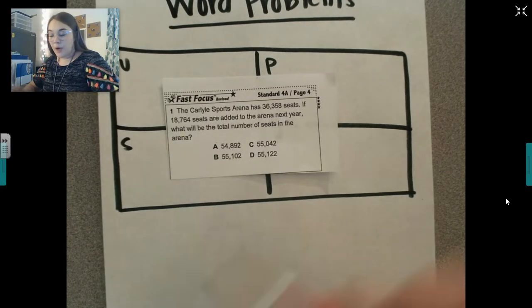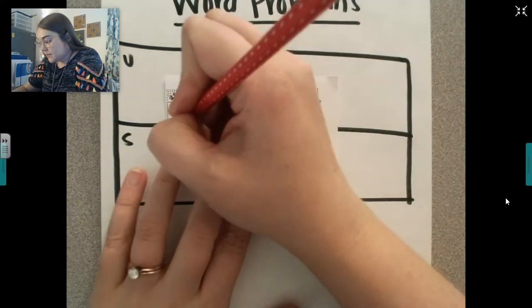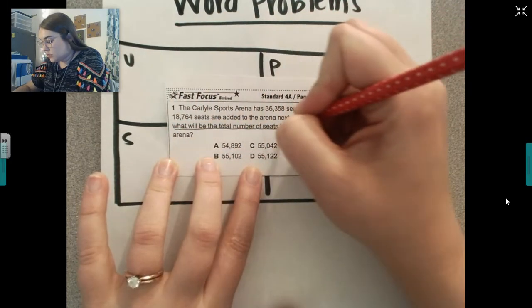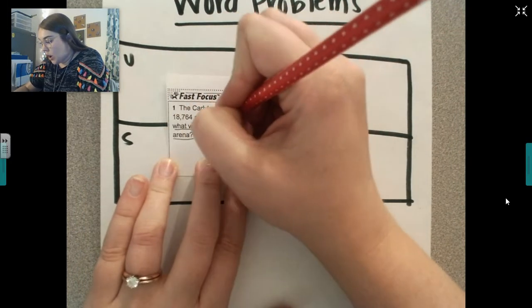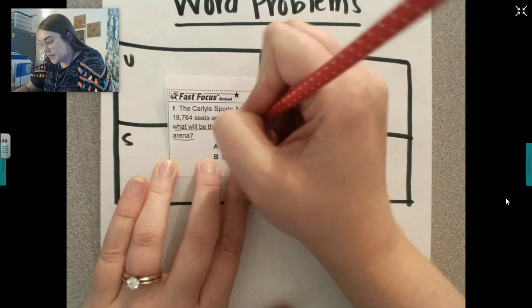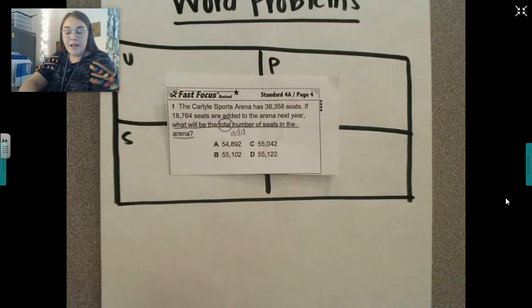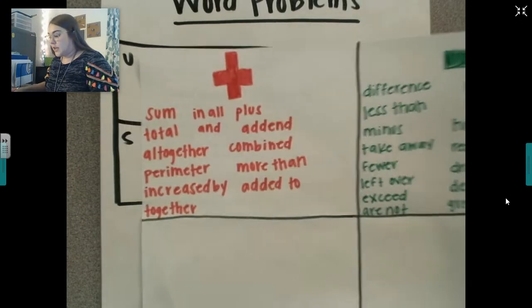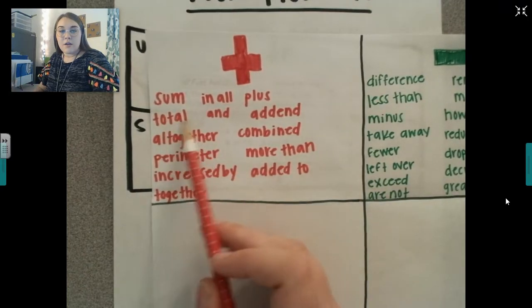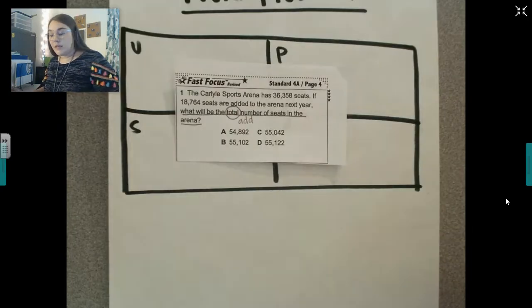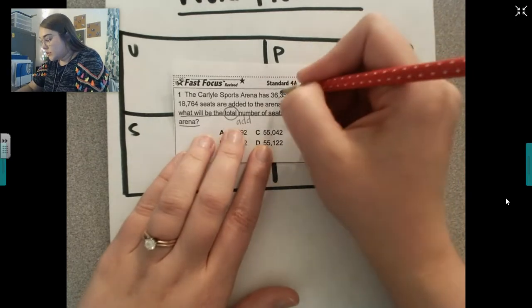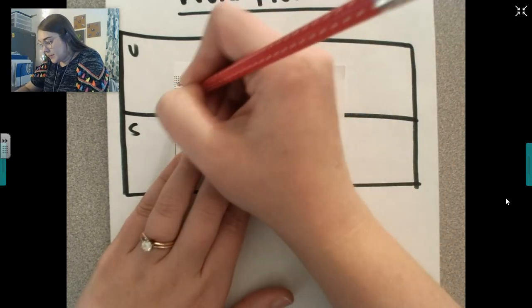So I read my problem, and now I'm going to underline the question, what will be the total number of seats in the arena? Total shows me I'm going to be adding, right? That is one of our addition keywords. So now I'm also going to circle my numbers.